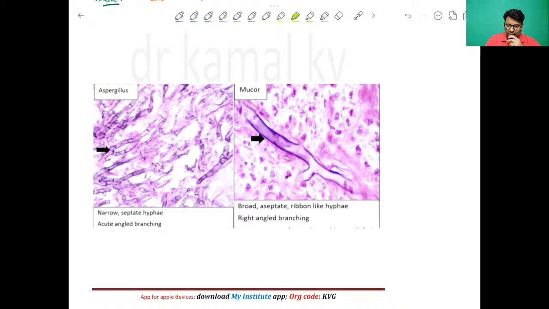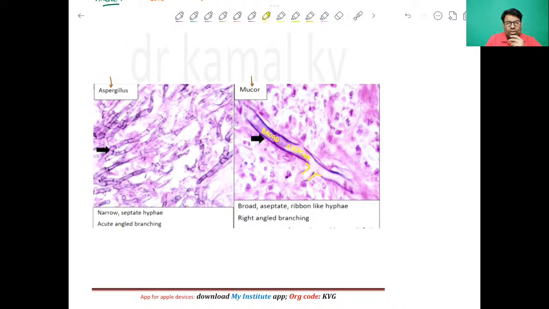And if we look at the image, we can see the difference, obvious difference. The left one is for aspergillus and the right one is for Mucor. In the Mucor, you can see broad hyphae, number one. Then aseptate. You don't find any septations here. So aseptate. And third, look at the angle of branching. It is almost 90 degree. So these are the three features which suggest that the causative organism is Mucor.